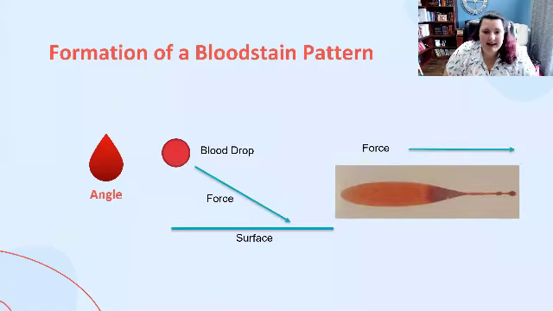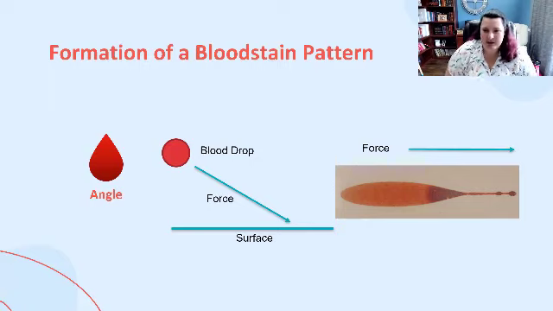When the blood droplet hits the surface at an angle, the force of the blood droplet's movement causes it to continue to move on the surface in the same direction that it was moving before it hit. This creates a tail at the end of the blood drop that points in the same direction as the force applied to the blood droplet.